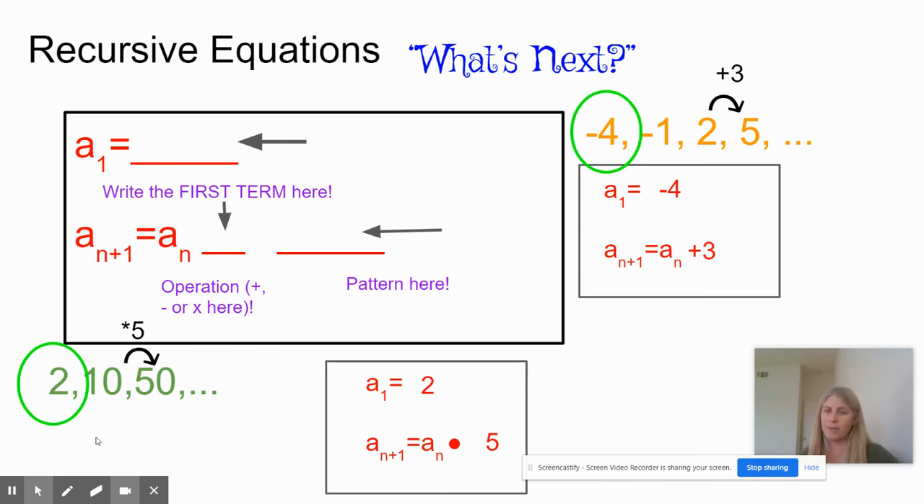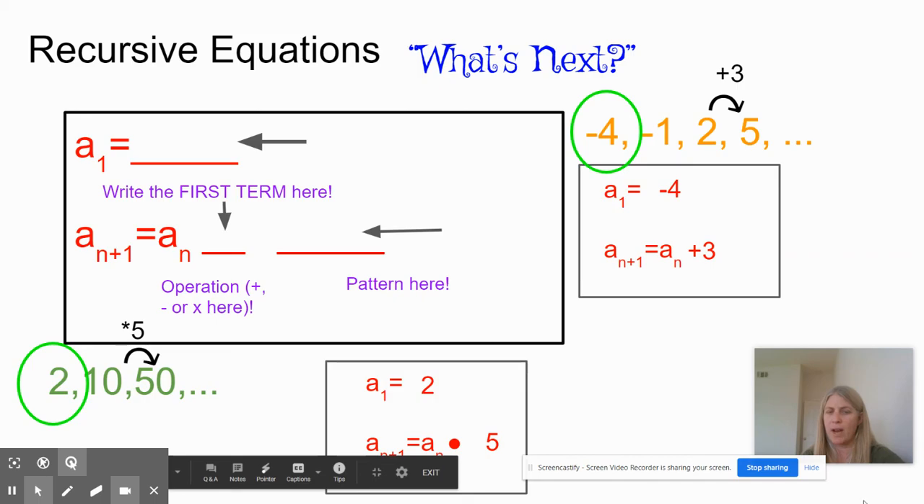So once again, explicit is where I can plug any term number of the sequence in and find that term. Recursive gives you two pieces of information only. It tells me the first term and it tells me the pattern. Let's go ahead and get some practice, ladies and gentlemen.